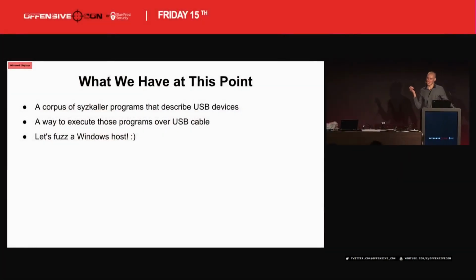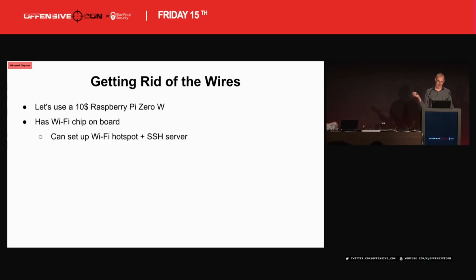So, some bonus. At this point, we can do something else. After we fuzzed the Linux kernel, we collected some coverage, and we got a corpus of USB devices. And we have a way to execute those devices, or programs, via the Raspberry Pi. So let's connect it to a Windows host and try to run all of the USB programs that we have.